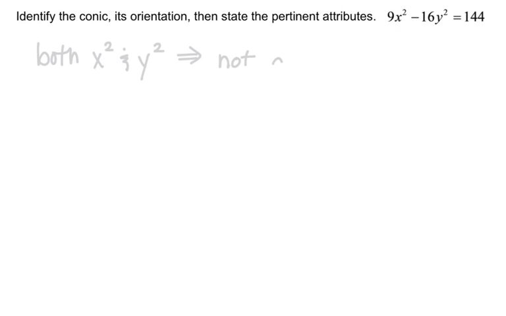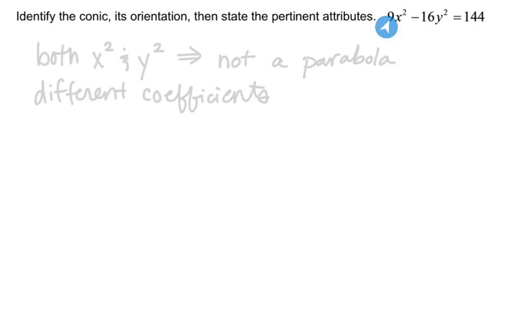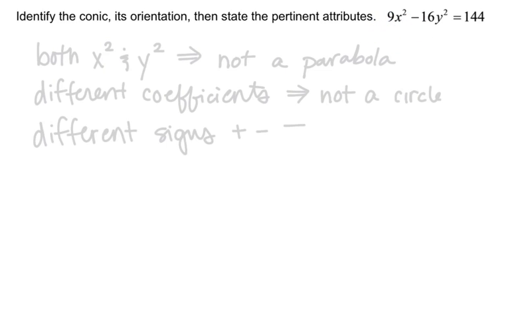Automatically, we know it is not a parabola. We also notice that the coefficients are different. Different coefficients means it is not a circle. Okay, so we got a 9 and a 6. Hyperbolas and circles can have the same number. And then we notice we have different signs. So ellipses and circles would either both be plus plus or minus minus. Different signs means it's not an ellipse. So if it's not those other three things, it must be a hyperbola.